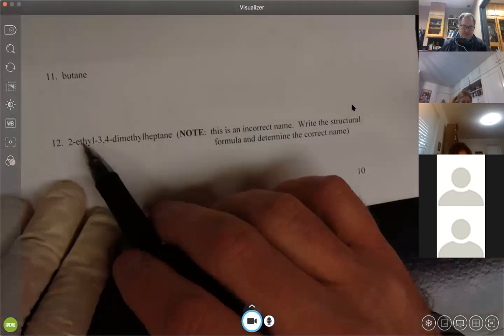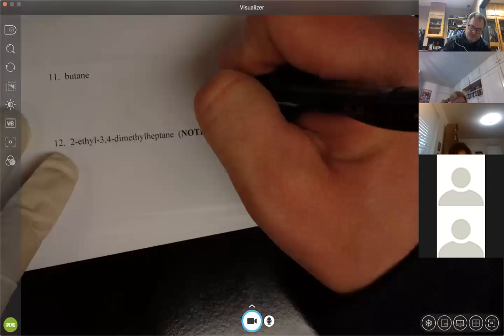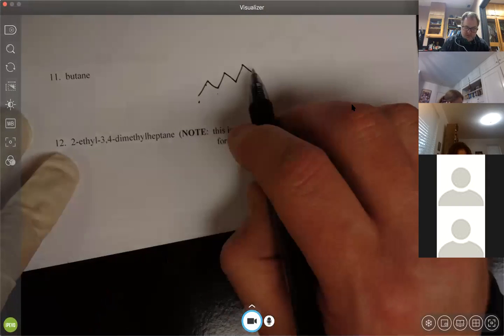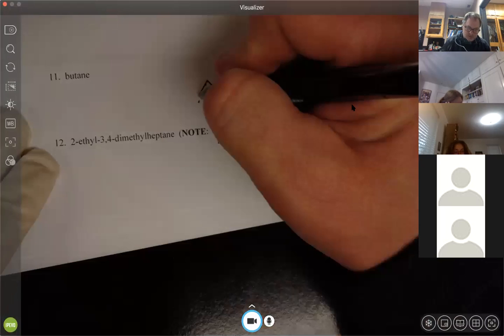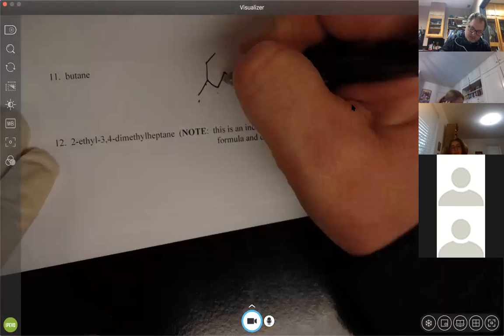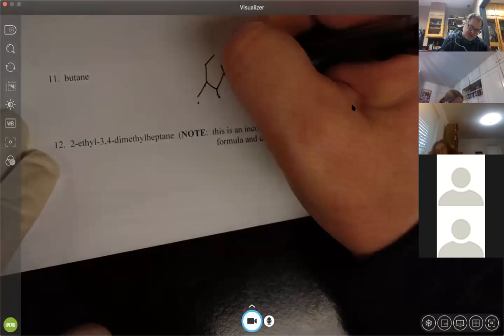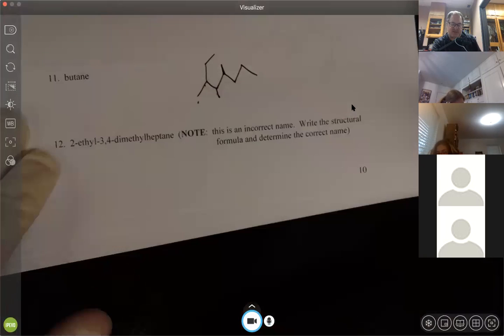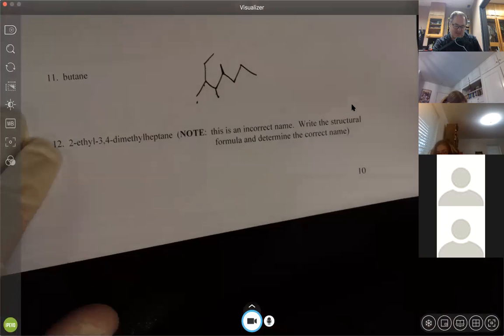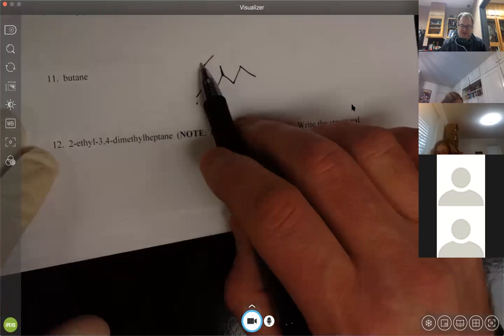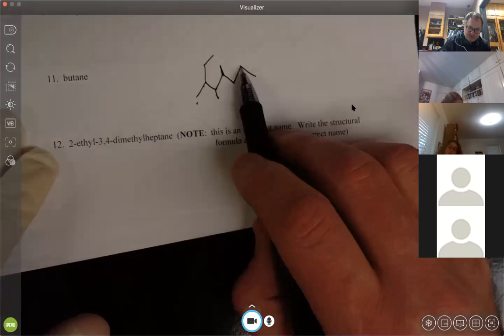2-ethyl 3,4-dimethyl heptane. Heptane 1, 2, 3, 4, 5, 6, 7. 2-ethyl, 1, 2, 3, 4-dimethyl, 1, 2, 3, 4. So what was it, Gavin? Was it Gavin that said earlier, well, if you have an ethyl off of a 2, then that's going to be the longest branch, right? So instead of being a heptane, this is going to be 1, 2, 3, 4, 5, 6, 7, 8. So it's going to be an octane.